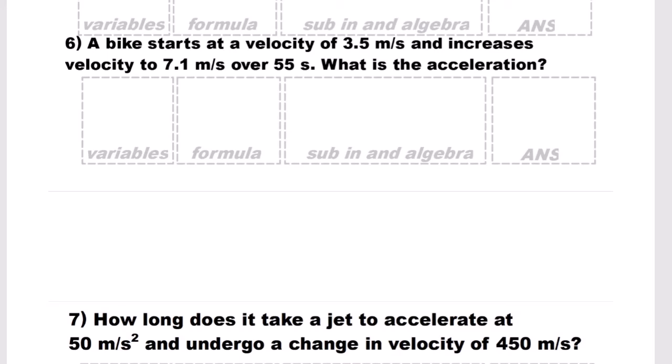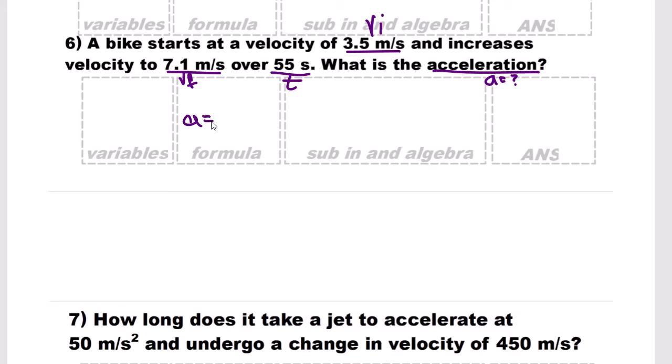So for number 6 here, we have a bike. It starts at a velocity of 3.5 meters per second and increases velocity to 7.1 meters per second over 55 seconds. What is its acceleration? So this is my starting velocity, VI. This is my final velocity, my VF. And this is obviously my time. Then I'm looking for acceleration now.